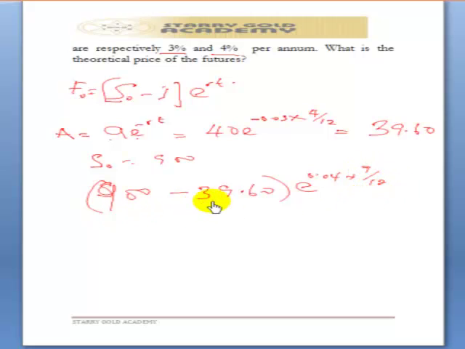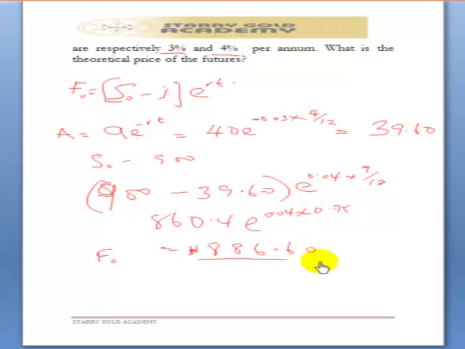So remove 39.6 from 900. What do you get? The answer will be 860.4. That's when we remove 39.6 from 900, into exponential 0.04 multiplied by 0.75. That is, 9 over 12 is 0.75. So the answer you get here, if you press it properly as I told you, will be 886 naira 60 kobo. That is the theoretical price of the forward.